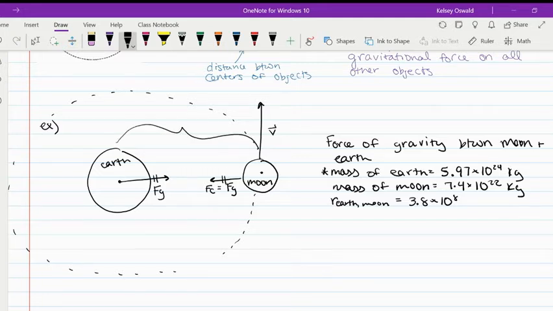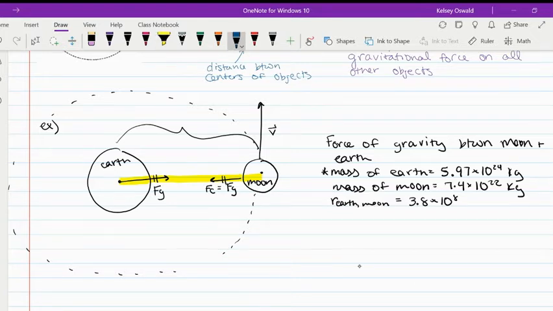So in your homework, they're not always going to give you the distance from center to center. You're going to need to do some addition: adding the radius of the Earth, plus the distance between the Earth and the moon, and then the radius of the moon itself. This problem's nice because it gives it to you, but in your homework, you're going to have to add those individual components to get the total distance from center to center.